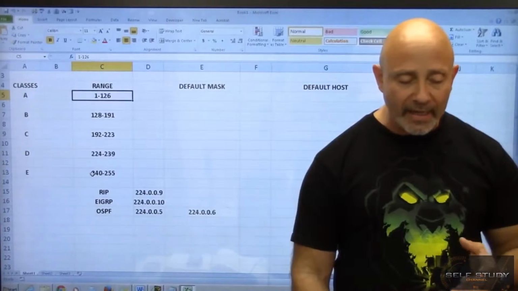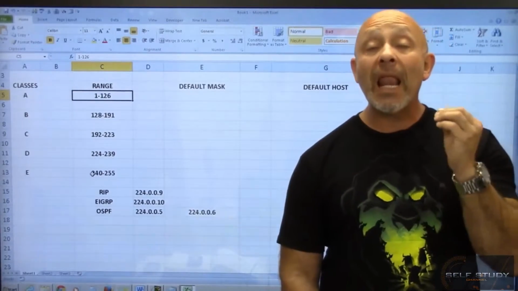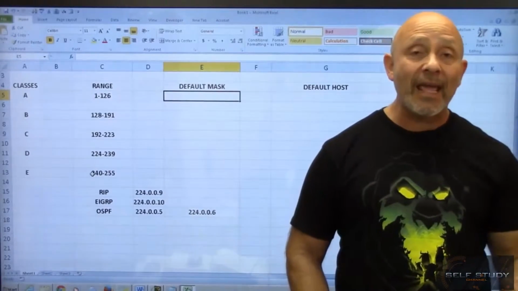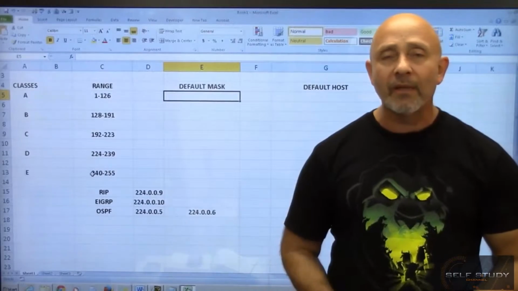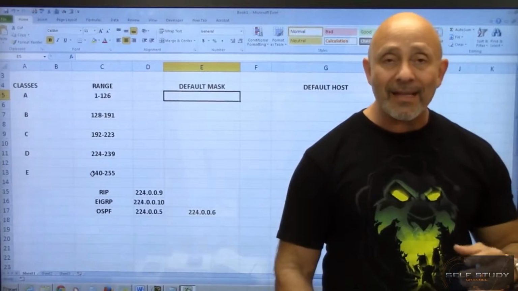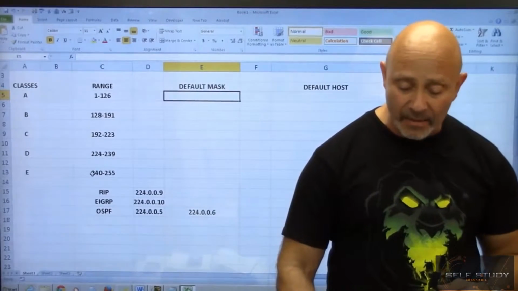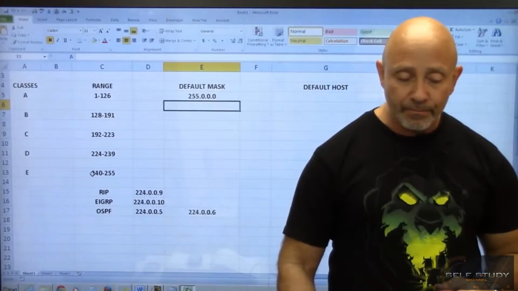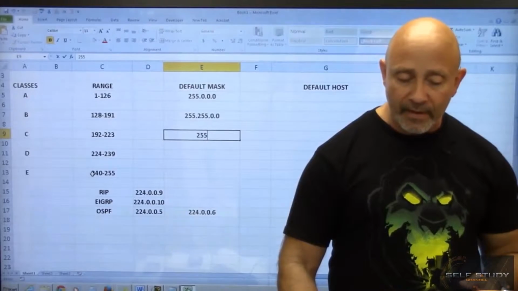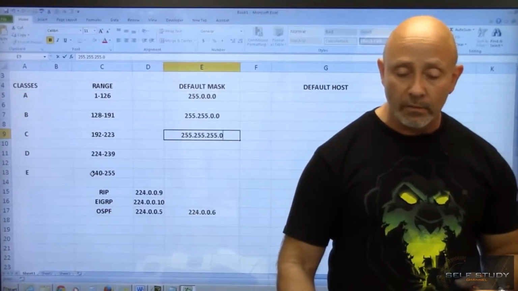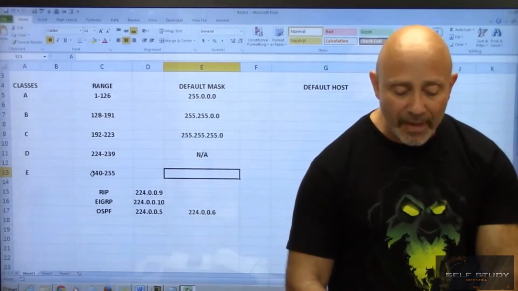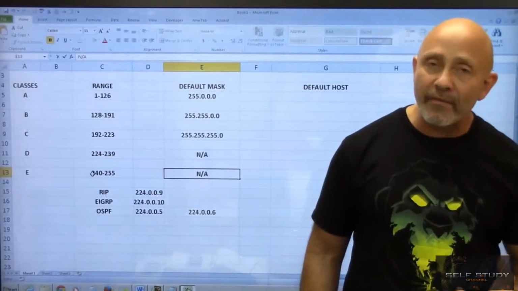Remember, what we're looking at here, these ranges, is because we're classifying. We're classifying an IP address to see if it's an A, a B, a C. And it's important. Why? Because each one of these has a default mask and a default host. The default mask, the dotted decimal version of it, of an A is 255.0.0.0. For B is 255.255.0.0. For C is 255.255.255.0. And for D, it is non-applicable because since it is a specialized address, it doesn't have a default mask.